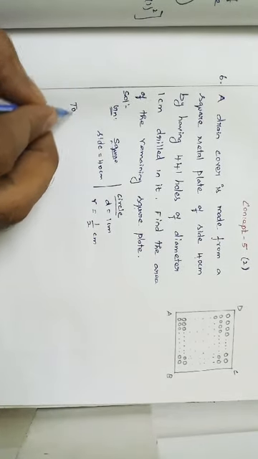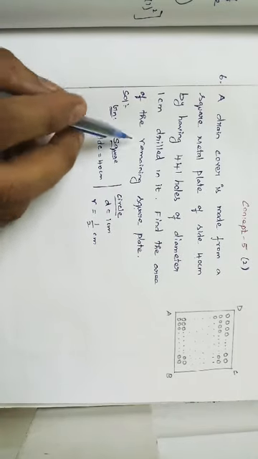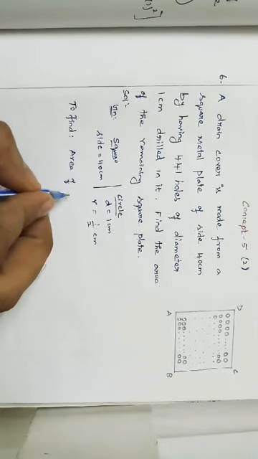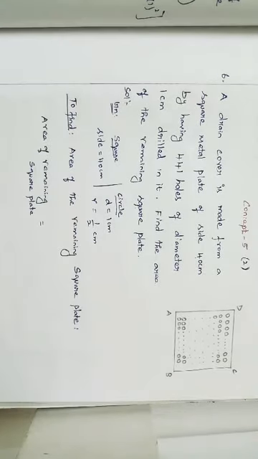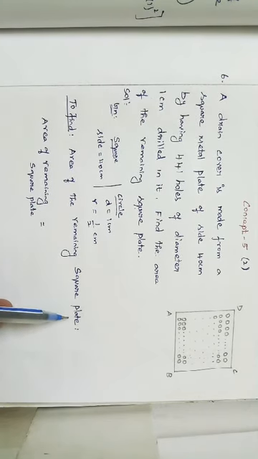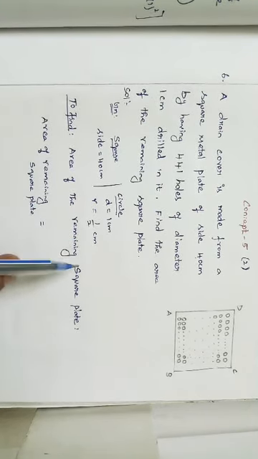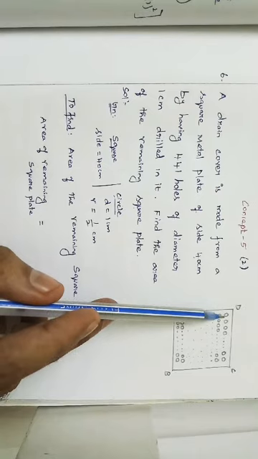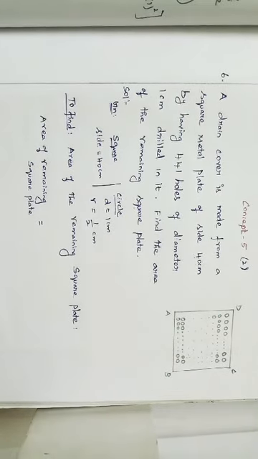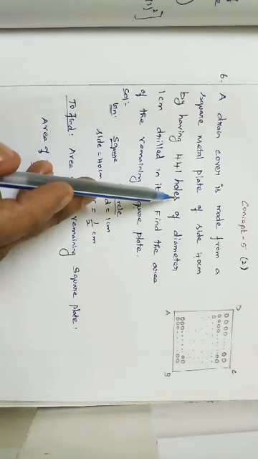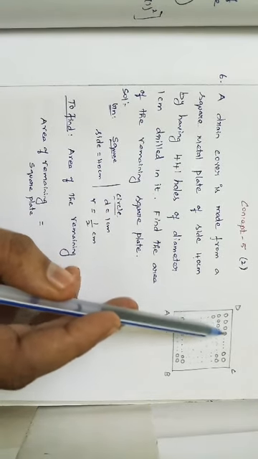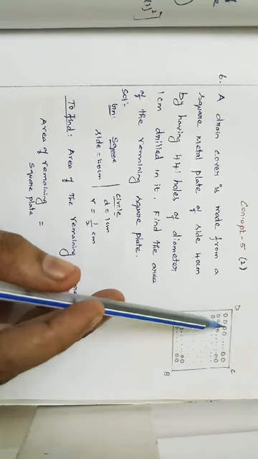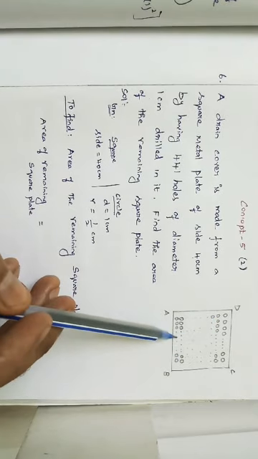Now what do we want to find? To find the area of the remaining square plate. How do we want to find the area of the remaining square plate? First we want to find the area of a square, and 441 holes they have done, they have put 441 holes. So we want to remove the area of 441 circles. By putting a drill, they have removed 441 circles in a square plate.